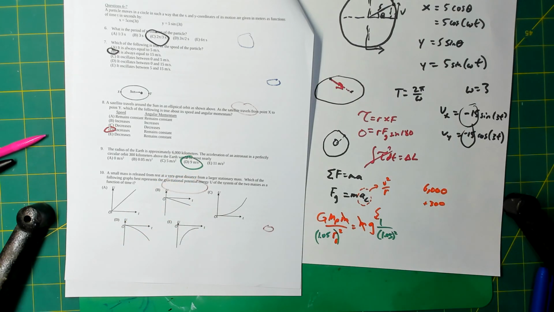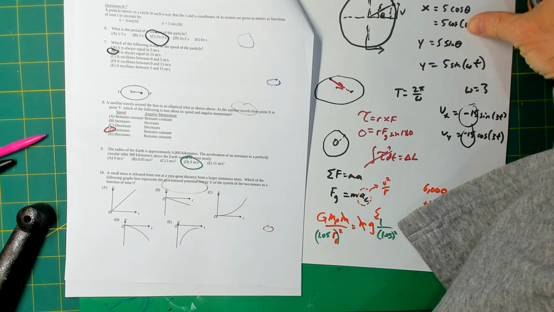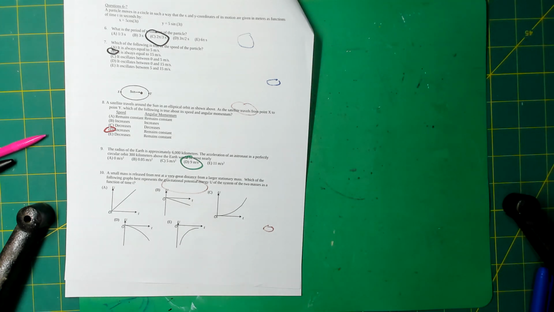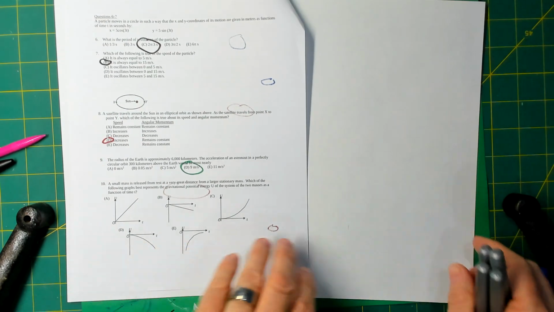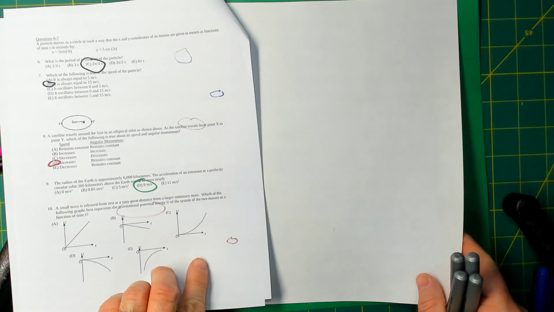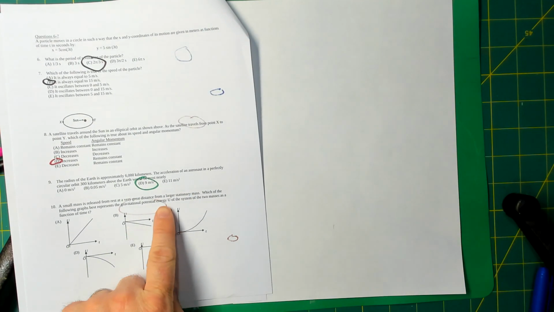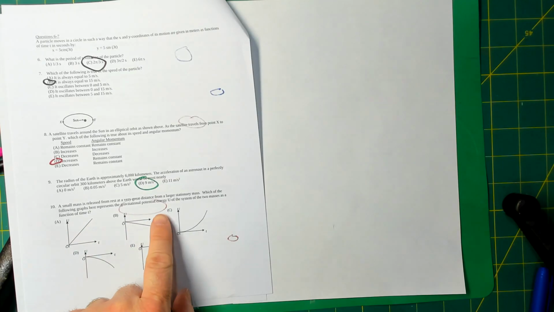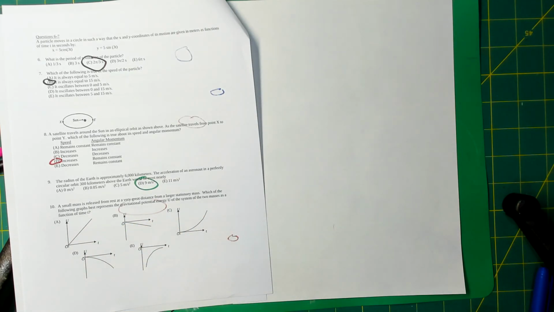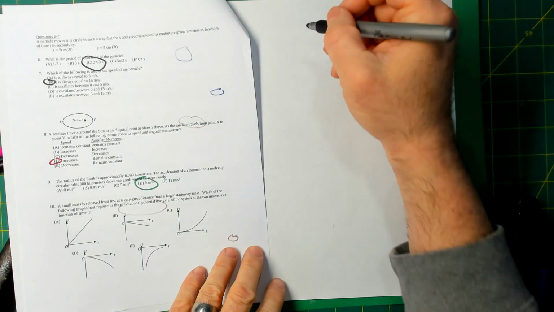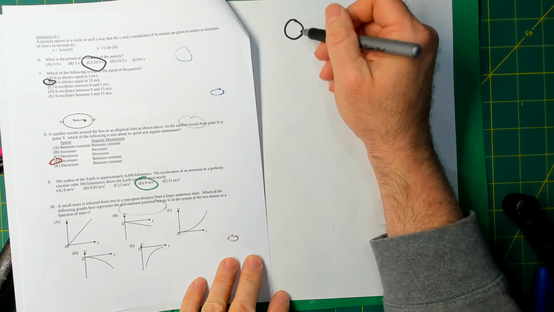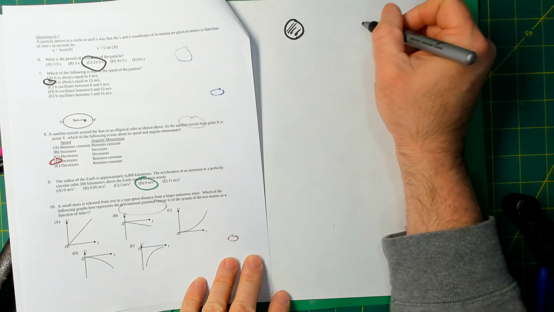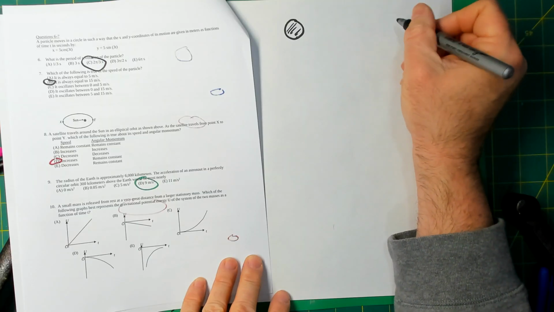And then question 10. Question 10 says, I've got a small mass released from rest a very great distance from a large stationary mass. Which of the following graphs best represents the gravitational potential energy as a function of time? So I might imagine here is my great big mass, like a planet or something, a large stationary mass. And I'm going to release this little mass from way out there.